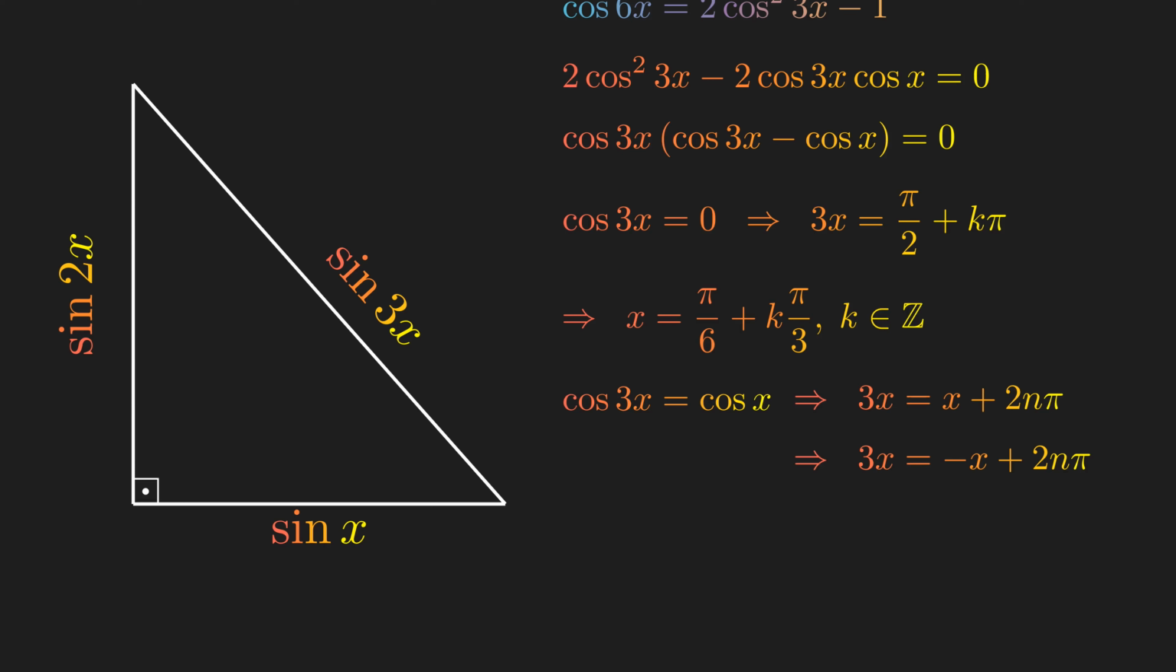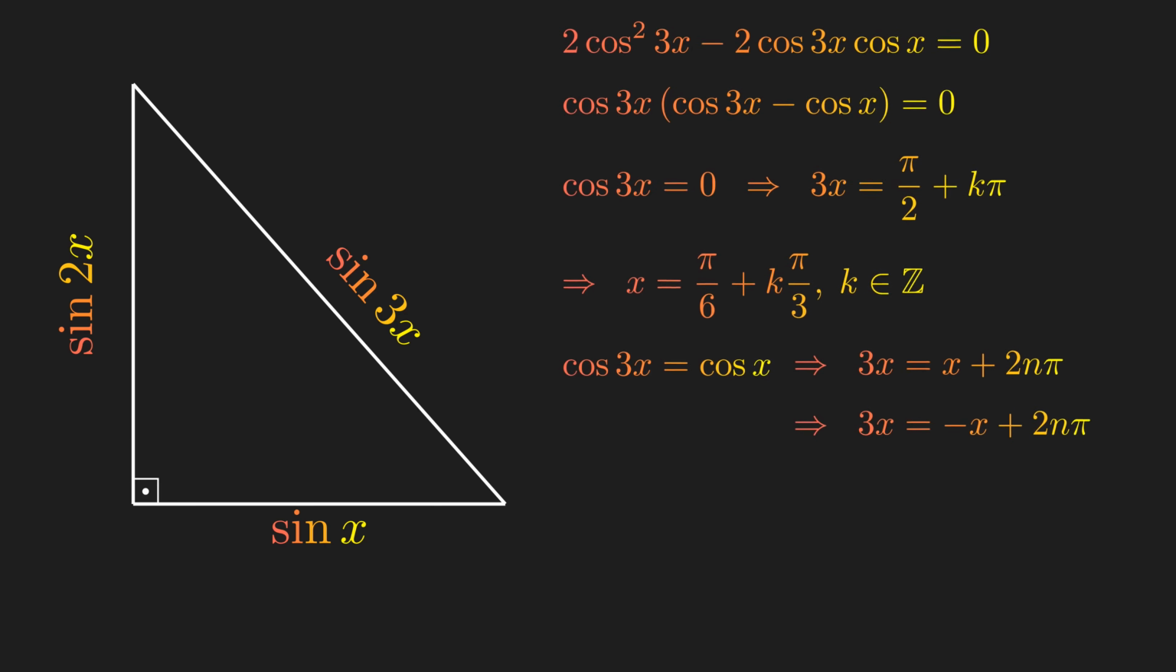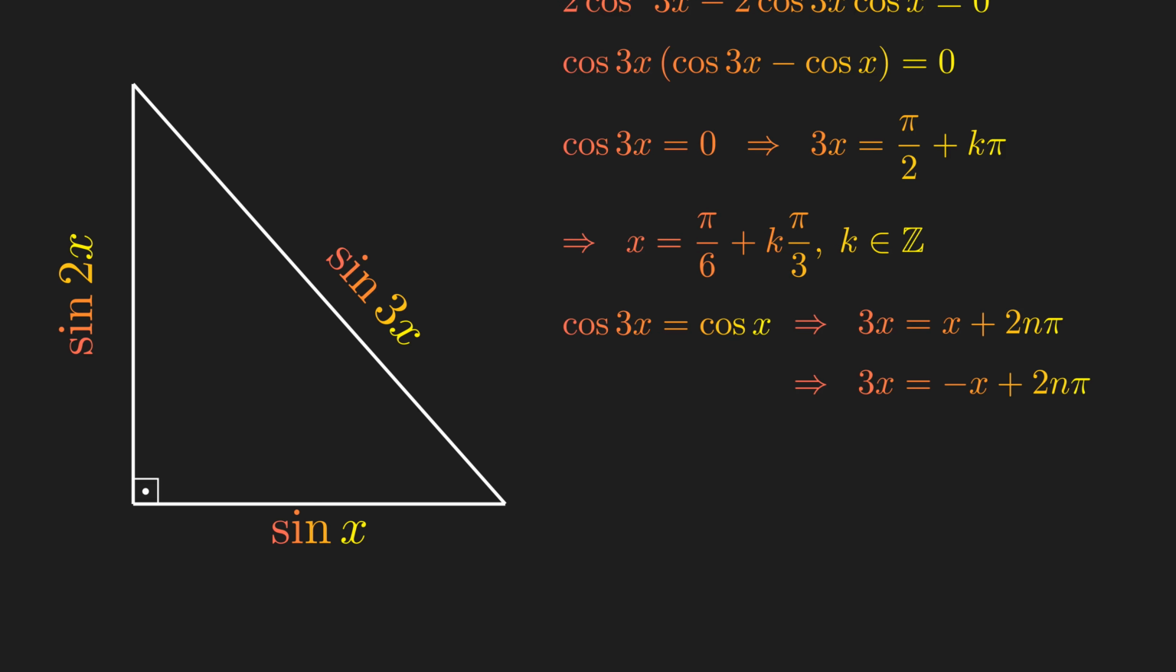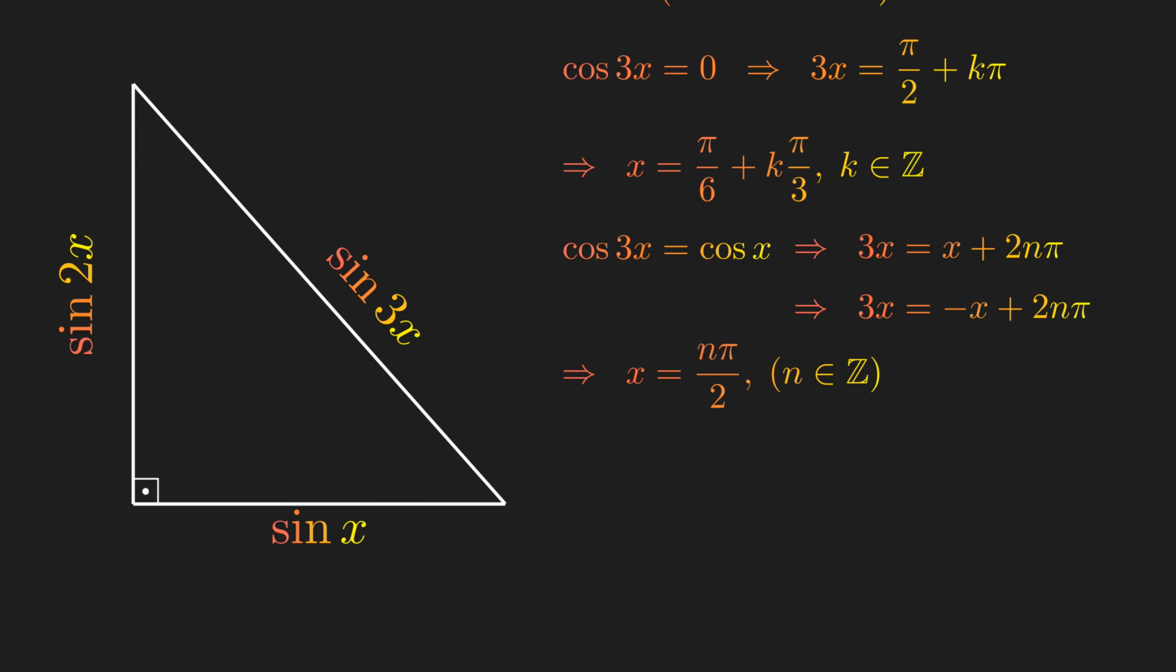Why? Because cosine is an even function. Cosine of x equals cosine of negative x. Now, if you do the necessary algebra to solve for x, you find that x equals n pi over 2. Okay, we've written a lot so far. But one very important point remains.